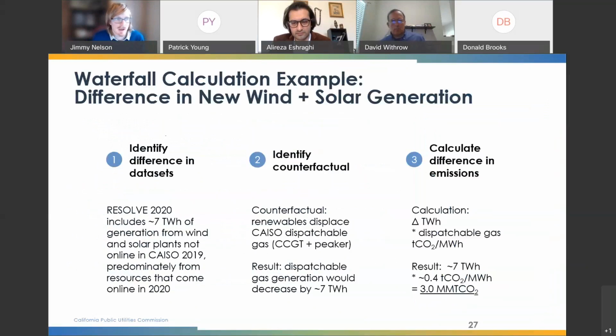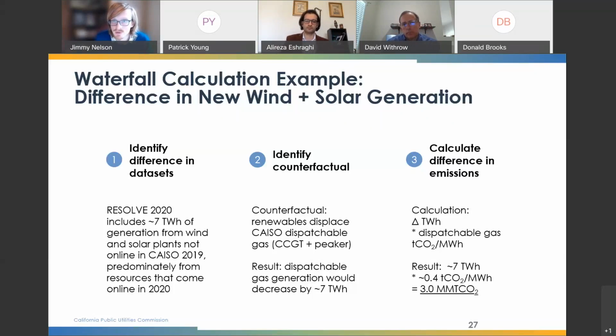So if you're wondering how this counterfactual assumption plays out, let's take a relatively simple example. One example that I think is pretty easy to understand is we're simulating 2020 in Resolve and SERVM. There are some generators that are simply just not online in CAISO 2019 actual operations that we're simulating in 2020. There were some generators that were built in 2019. There were some generators that are projected to have been built in 2020. So we don't expect that generation to match. And if you quantify the difference, you get 7 terawatt hours of expected unmatching generation.